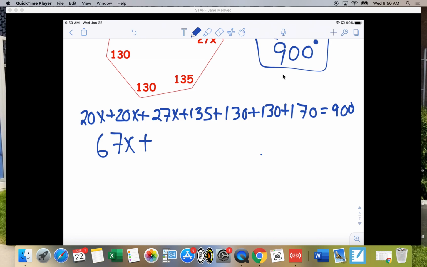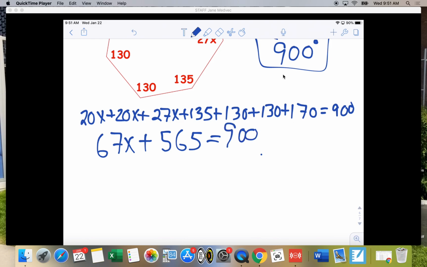What do you got? What do we got? I got 565. Is that what you got? Yeah. Okay. Yeah, now I got it. Equals. What does it equal? 900. That's what we found, right?